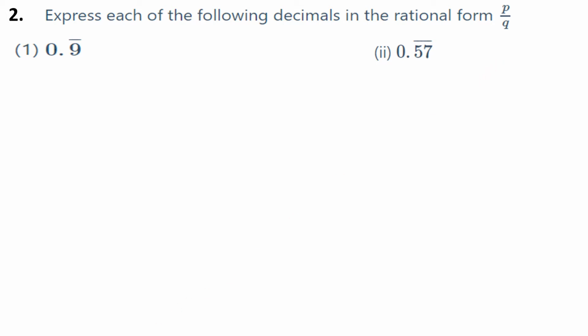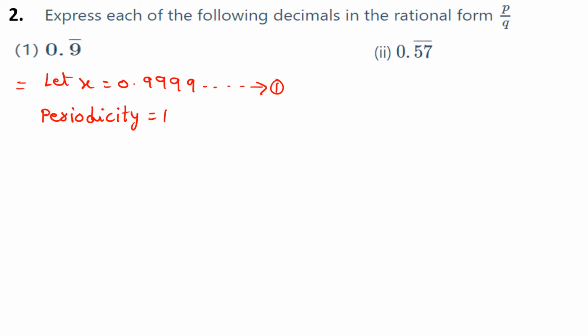Let us see. Let x equal 0.9 bar, that means 0.9999 and so on. This is the first equation. Now we need the periodicity. The number of digits repeating in the period is called periodicity, right? How many digits are repeating here? Only one digit, so the periodicity is 1.